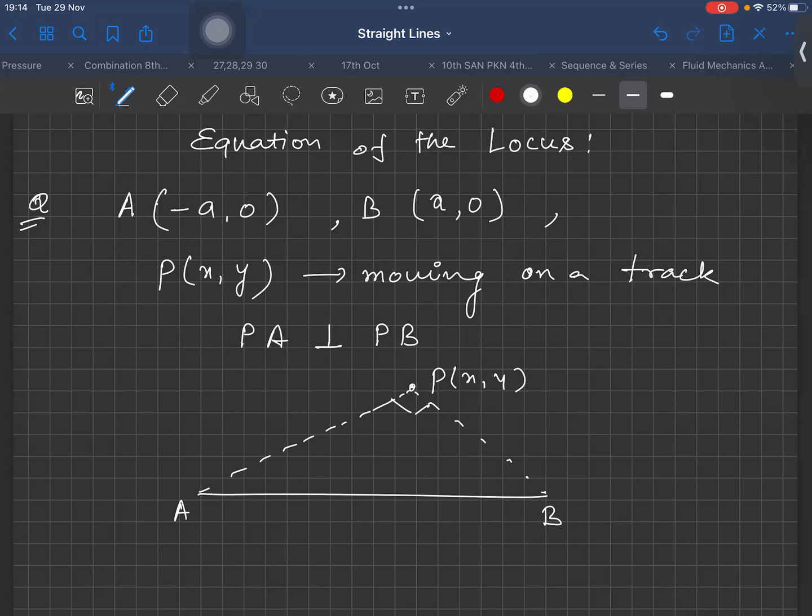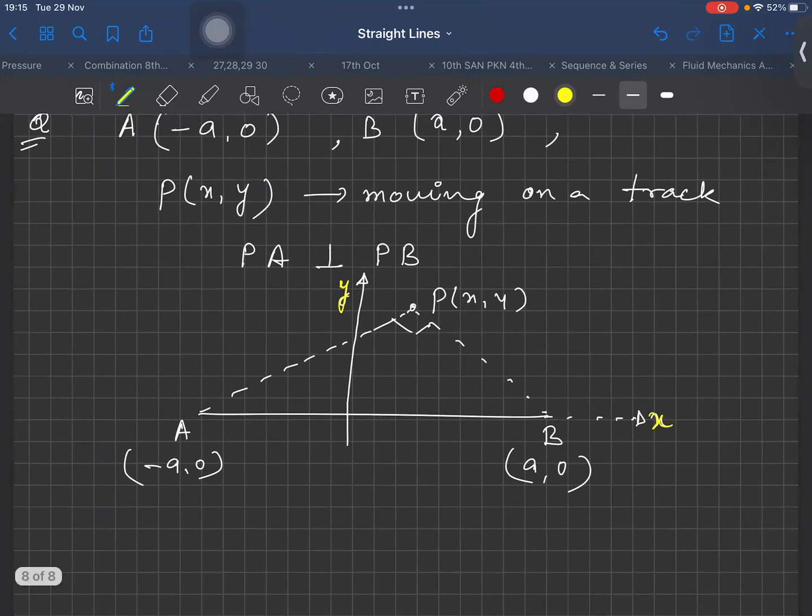We don't know the coordinates of A and B. No, the coordinate of A is given, minus A comma 0. B is also given, A comma 0. That means they are on the x-axis, right? So this is Y and this is your X. I hope online guys, you are able to hear me.